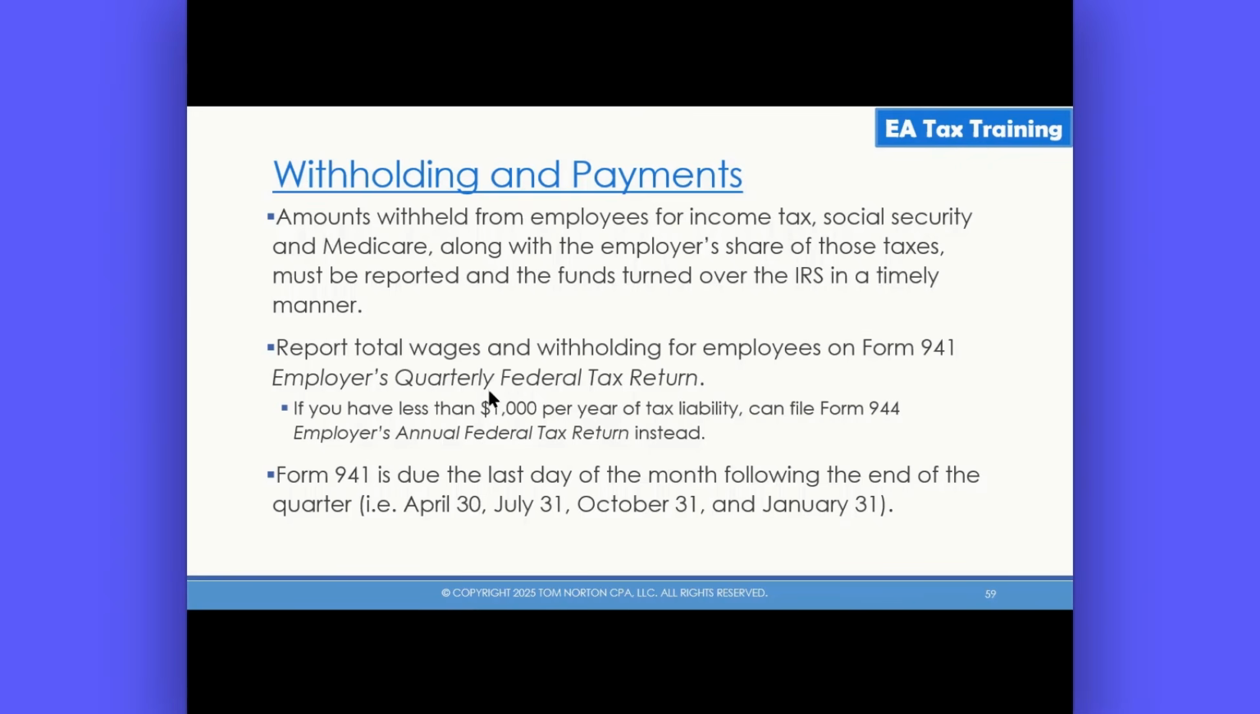If you happen to have less than $1,000 per year of all of these amounts, then you can just report annually on the 944. But for the vast majority of employers, you are going to report on the 941. This is due the last day of the month following the end of the quarter. So it's April 30th, July 31st, October 31st, and then January 31st of the following year. So that is how you report the amounts that you are going to pay.